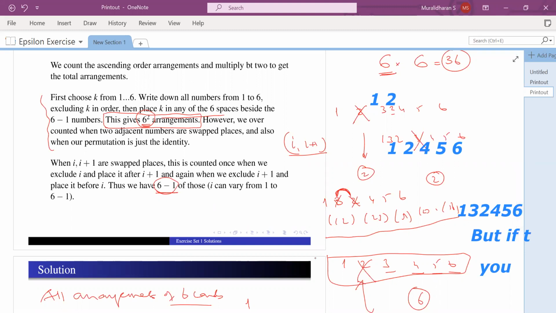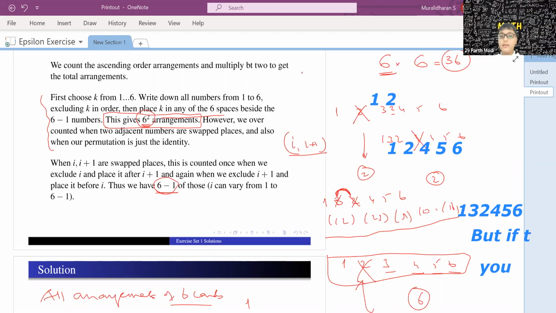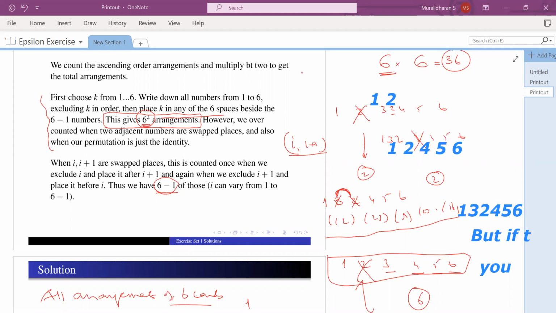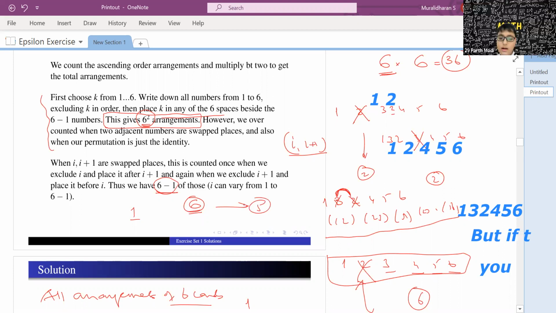See, we are counting in this part. There are 6 times the identity permutation is counted. So I have to count it only once. Since I have counted it 6 times, I just subtract 5 times. Yes, Lakshmi.